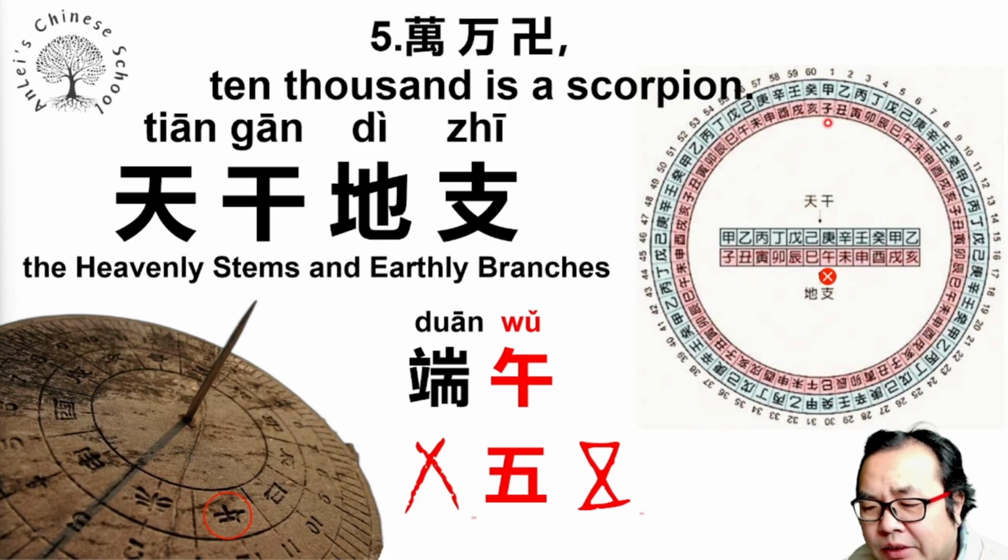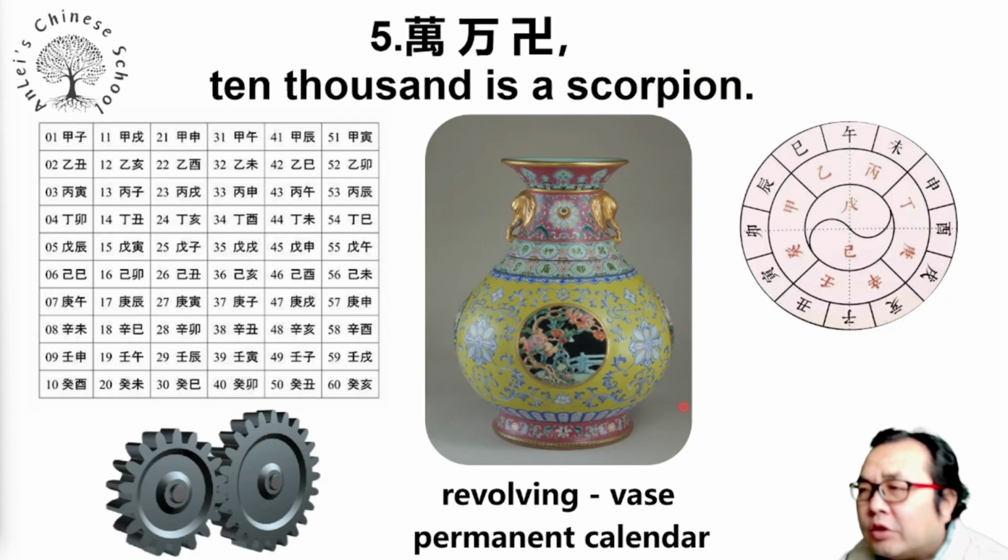It's very complicated. So today we also use the Christian era. In the Forbidden City, there's one beautiful porcelain. It's a revolving vase. It's a permanent calendar of the emperor. The top part has 10 heavenly stems. The bottom part has 12 earthly branches. The heavenly stem is like a smaller gear with 10 cogs. The earthly branch is a bigger gear with 12 cogs. When they combine 60 times, that means 60 years, it will start over.